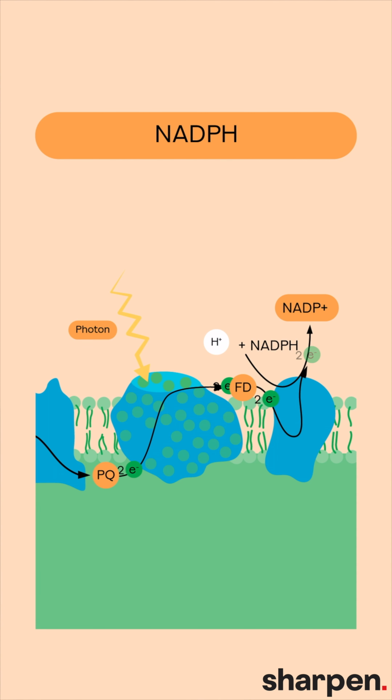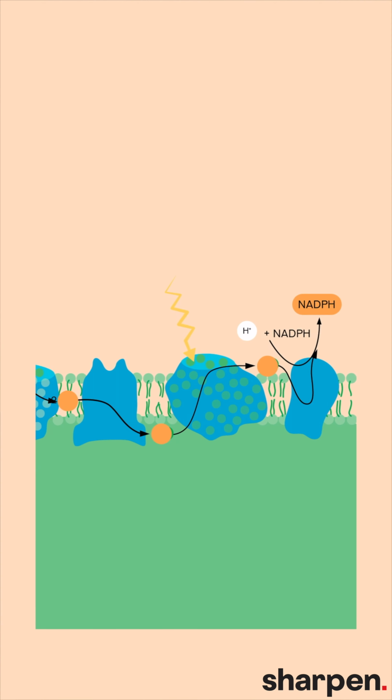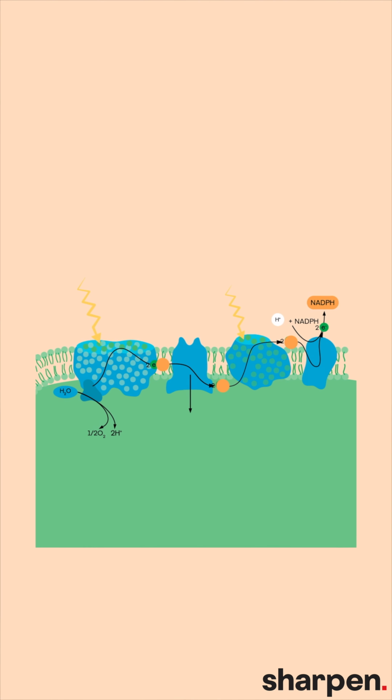Notice how the electrons that started in H2O leave the chain via NADPH? Because these electrons are not recycled by either photosystem. This production of ATP and NADPH is called non-cyclic photophosphorylation.